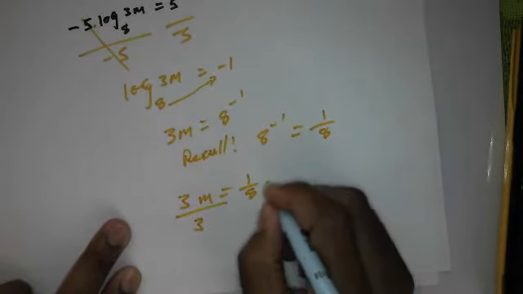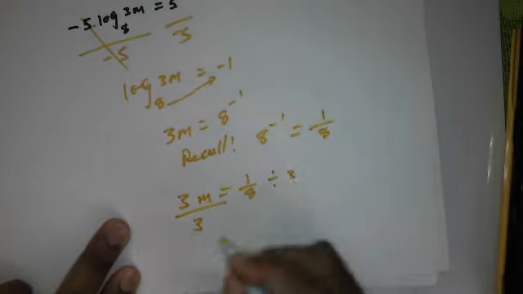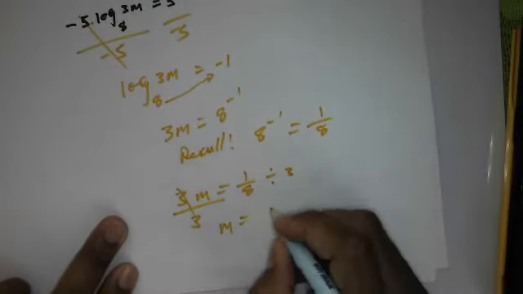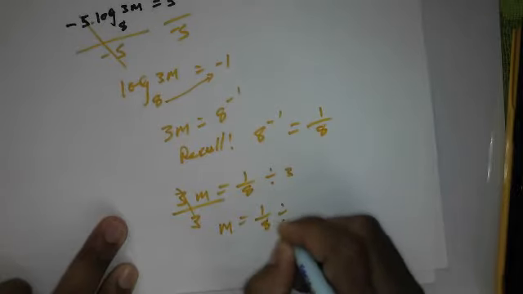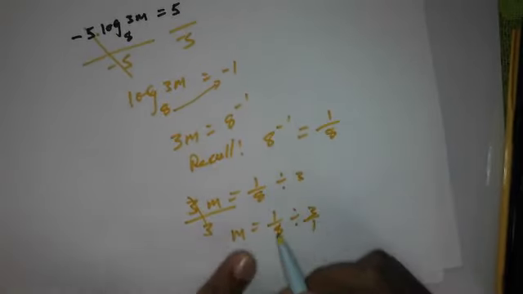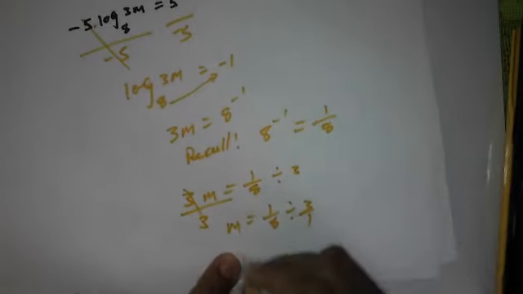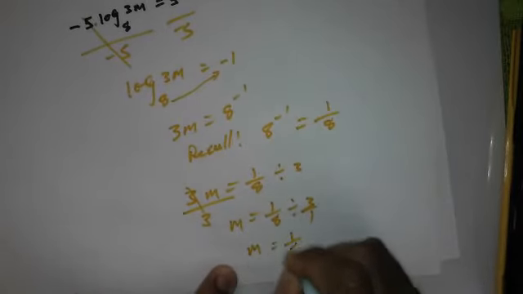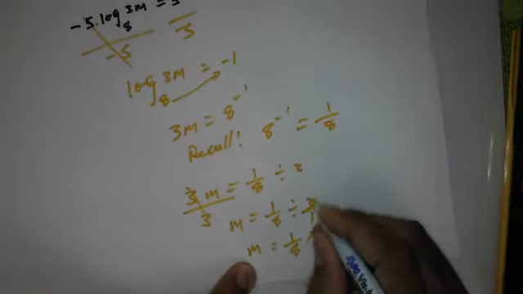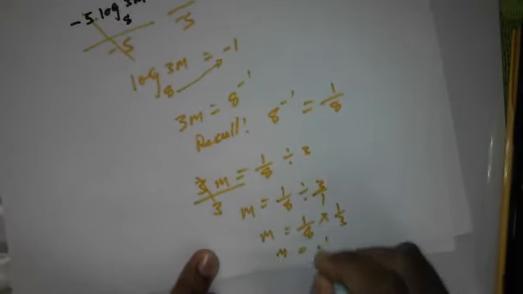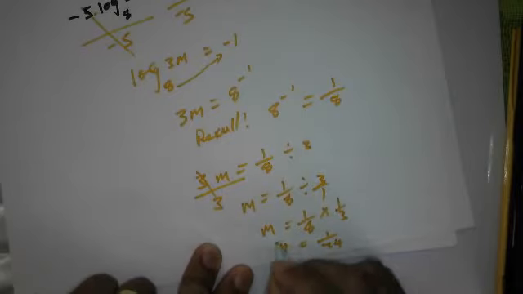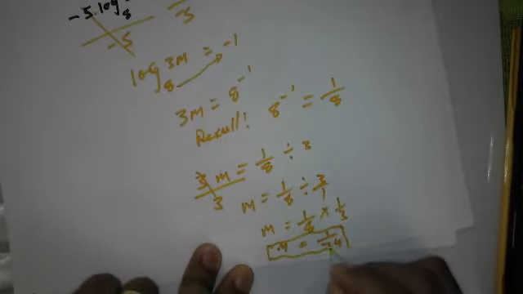We divide both sides by 3. So m is equal to 1 over 8 divided by 3 over 1. Remember, keep, change, flip. So this would be m equals 1 over 8 times, then you flip this, 1 over 3. So m is equal to 1 over 24. Okay, 1 over 24.